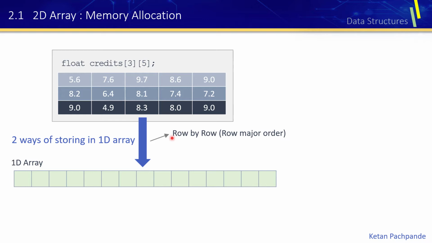So one of the methods is called row by row or row major order. Similarly, I have another method that is called column major order. I am going to store the elements column by column. So first I will store the first column, then the second column and so on.